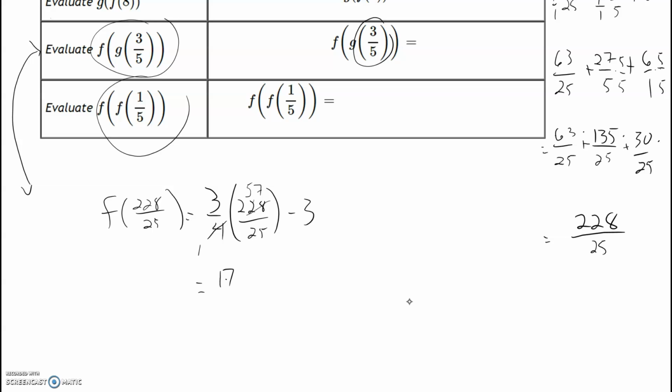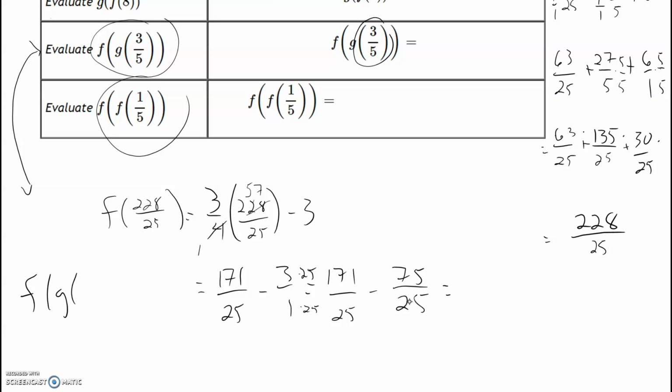So I end up with 171 over 25 minus 3 over 1, which is 171 over 25 minus, LCD is 25. So I would multiply by 25. So 3 is the same thing as 75 over 25. And after all of that, for this one problem, f of g of 3/5 equals 171 minus 75 is 96/25.